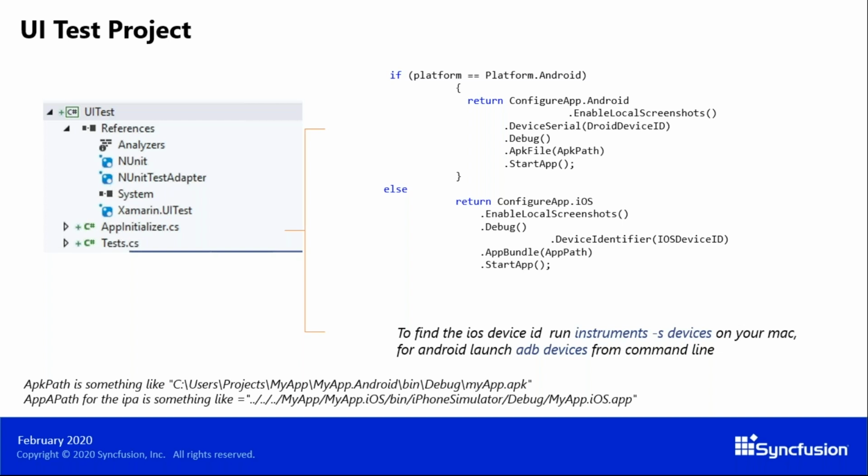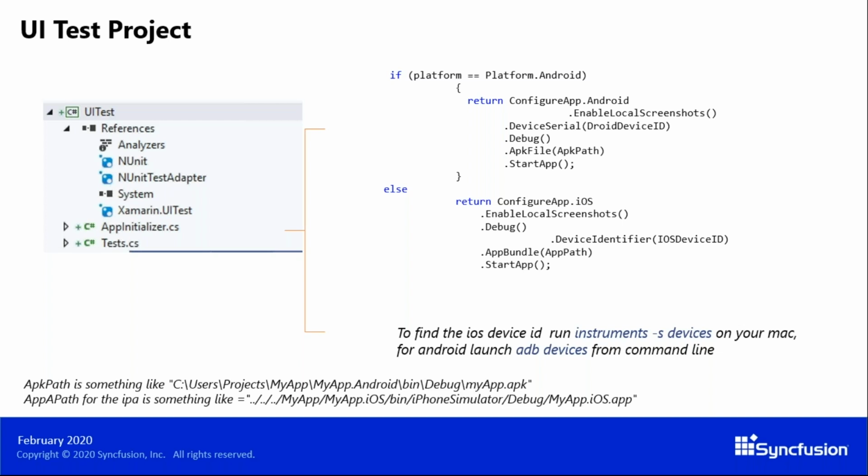Something you will need for the configuration part is the Android device ID and the iOS device ID. So in order to run your test on an Android device, like a physical device, you just need to connect your device to your Windows machine. For iOS, you can only do it by connecting your iPhone to a Mac machine.